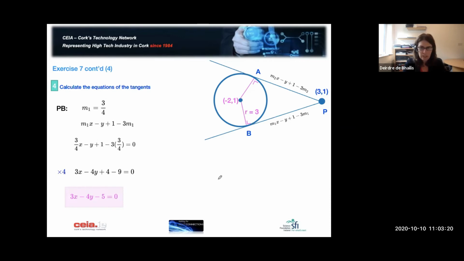I'm going to give you a little bit of time now to do the same for PA and to work out the equation of that line. Lovely. 3x plus 4y. Okay.